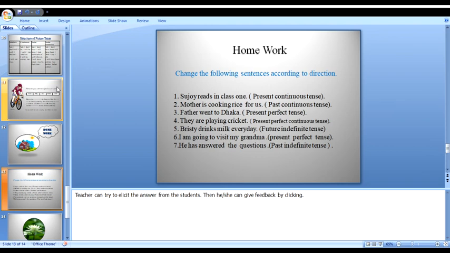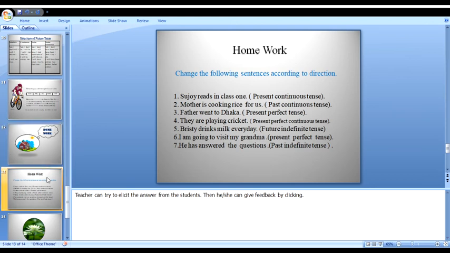And number 6, I am going to visit my grandma. This sentence is in present continuous form. You have to change the sentence into the form of present perfect tense. And the last one, number 7, he has answered the questions. This is in the form of present indefinite tense. You have to change the sentence into past indefinite tense.